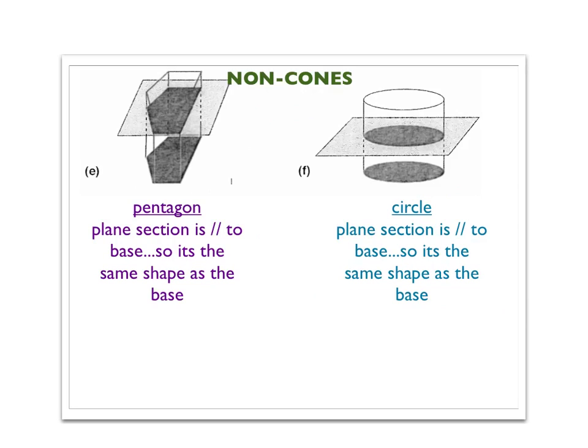If you cut a non-cone parallel to the base, you're always going to get the same exact shape as the base. If you cut a non-cone in another way, you're actually just going to have to think out how it works, and we can go over some examples like that. But understand, if you're cutting parallel to the base, you're just going to get that base. So if it's a pentagon, and you cut a plane section parallel to the base, you're going to get a pentagon. I assume these are both regular pentagons, so you get a regular pentagon. And then with a circle, a plane section parallel to the base gives you a circle.